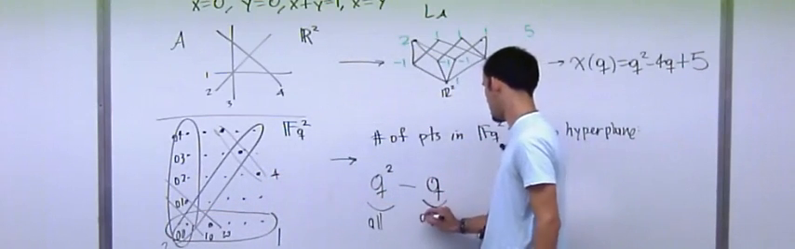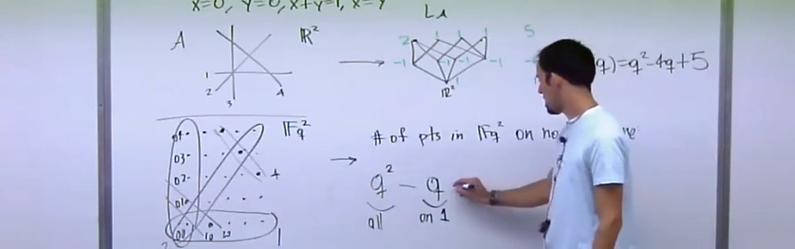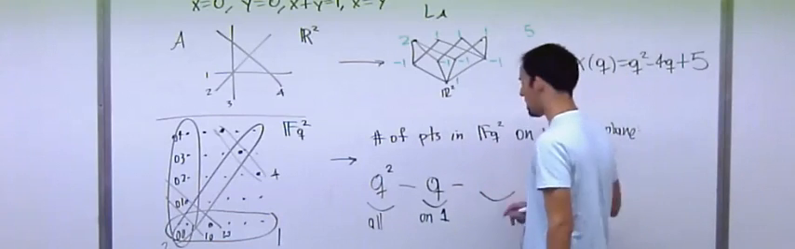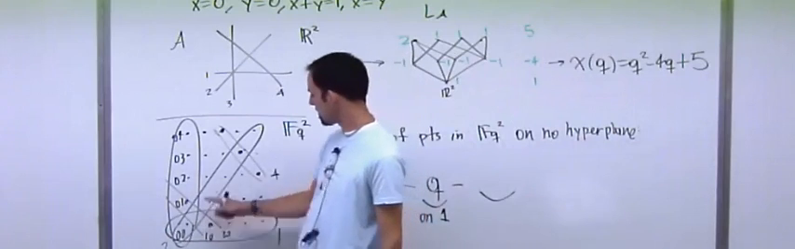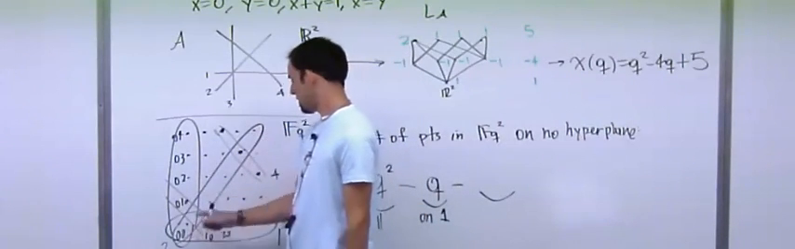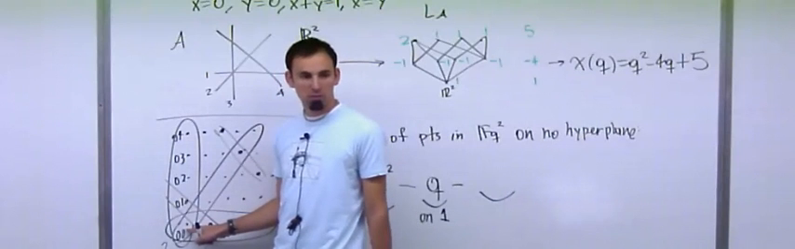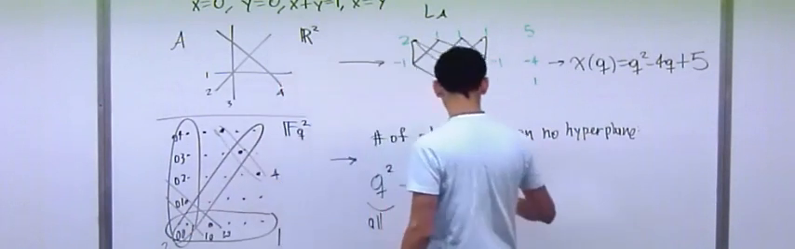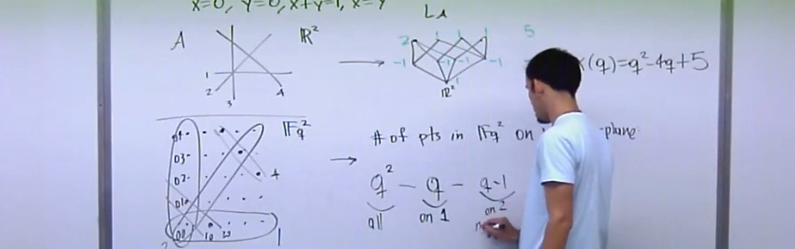So on hyperplane 1. Now let's subtract the ones that are on hyperplane 2. How many are there? Well, on hyperplane 2, which is this one, I have Q points, but I already subtracted one of them. So let me not subtract that one twice. Let's subtract the other Q minus 1. These are the points that are on 2, but not on 1. Okay.